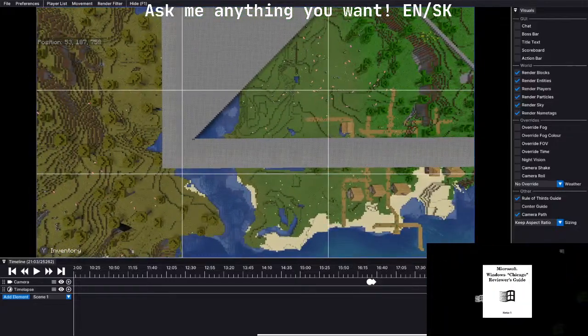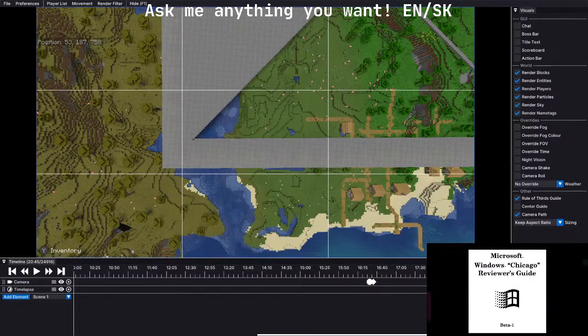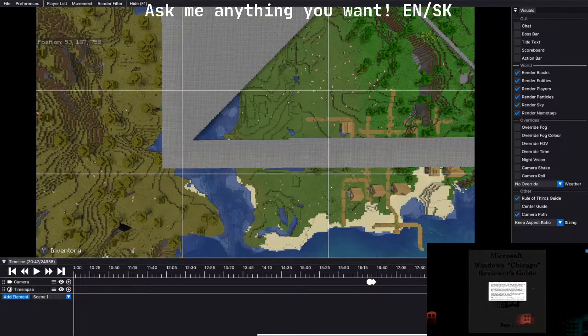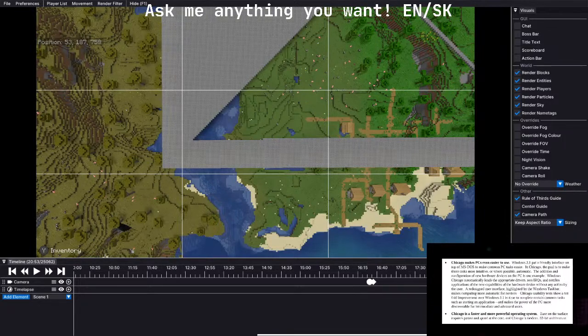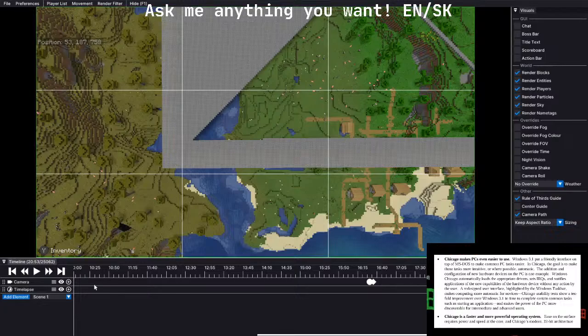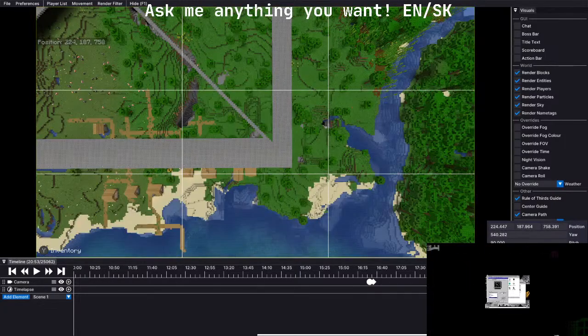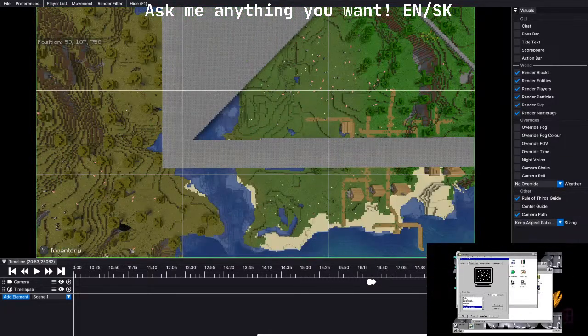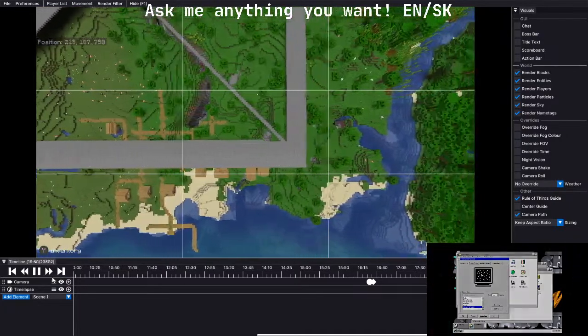This is the blurb at the top of the review guide handed out with preview copies of the then named Windows Chicago, along with its main selling points. Chicago makes PCs even easier to use. Chicago is a faster and more powerful operating system. Chicago integrates network, connectivity, and manageability. Sounds like some pretty sensible and straightforward improvements, right? So how did we get from this to this?